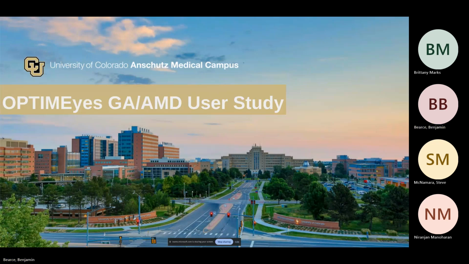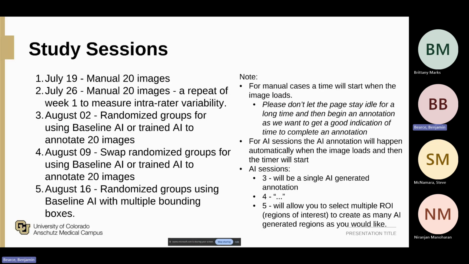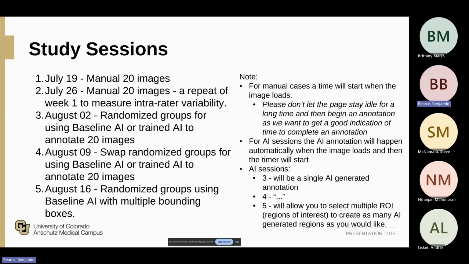So I just want to first say thanks everybody for giving your time and showing interest in the study. We're really excited. We have a new annotation platform called Optimize that we want to use to annotate GA and AMD, which is geographic atrophy and age-related macular degeneration. And we want to do a user study, a prospective study to assess the tool's utility to help annotate these lesions. So here's the overall study laid out.